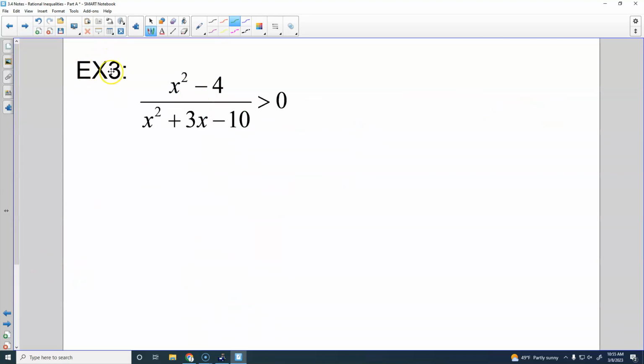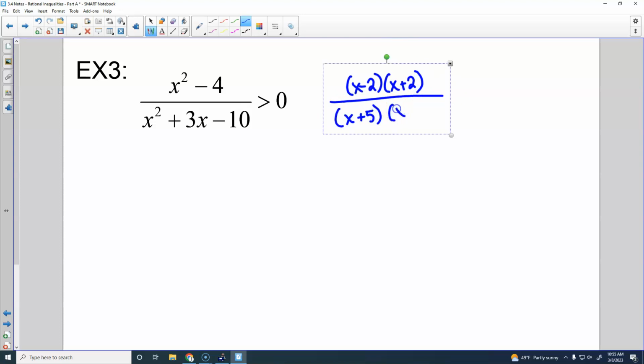All right, so for example 3, I need to know what will make the numerator or denominator 0. This is going to be easier to do if it is factored. So I'm going to factor the top into x minus 2, x plus 2. And I'm going to factor the bottom into x plus 5, x minus 2.